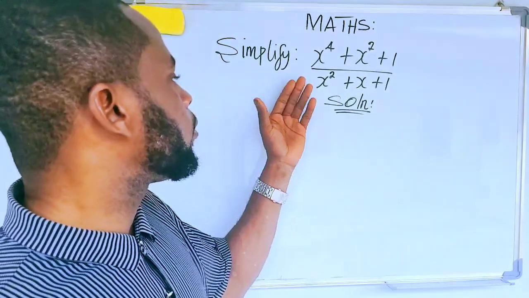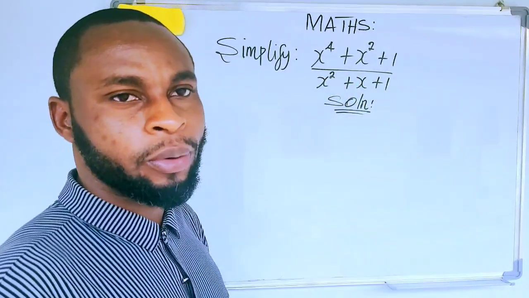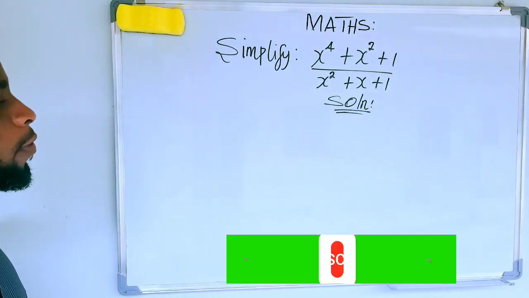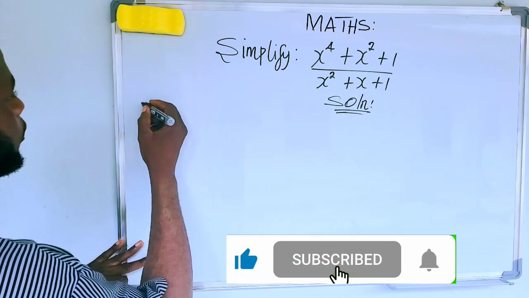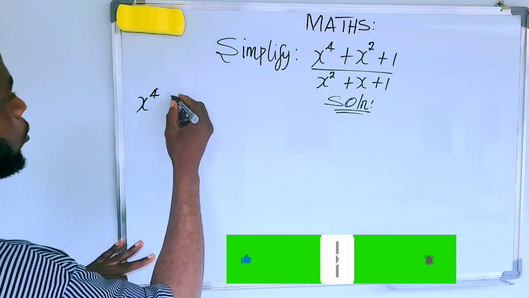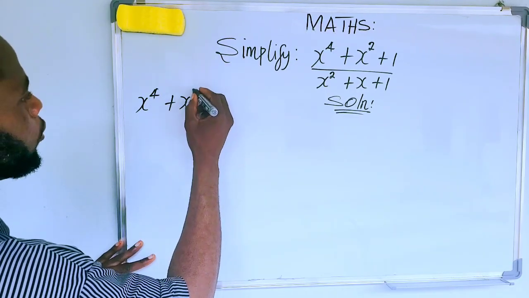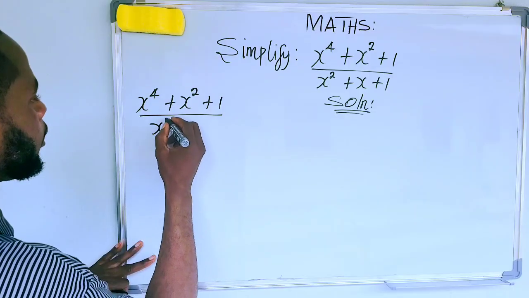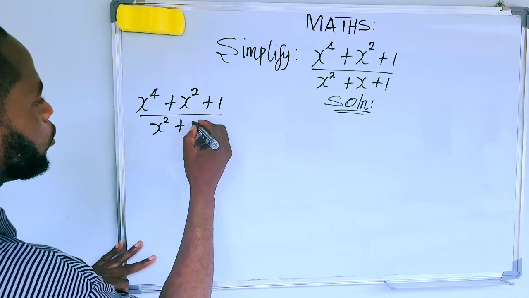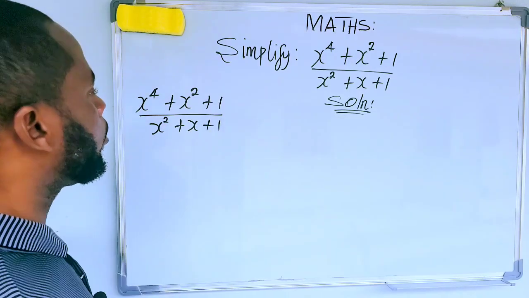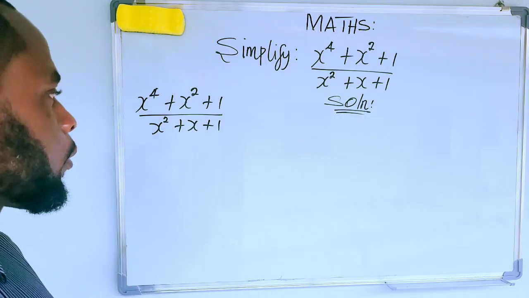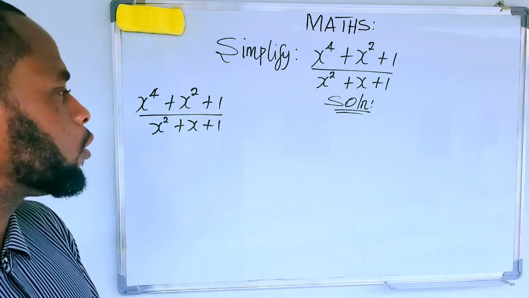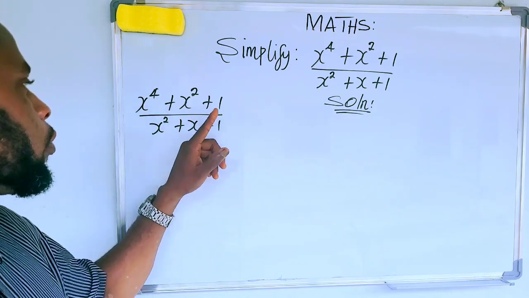Let us learn how to simplify this beautiful expression here on the board correctly. Now we have x to the power 4 plus x to the power 2 plus 1, divided by x to the power 2 plus x plus 1. To simplify this correctly, your main focus should be on the numerator first.